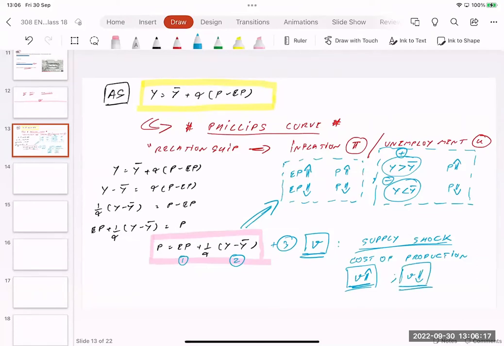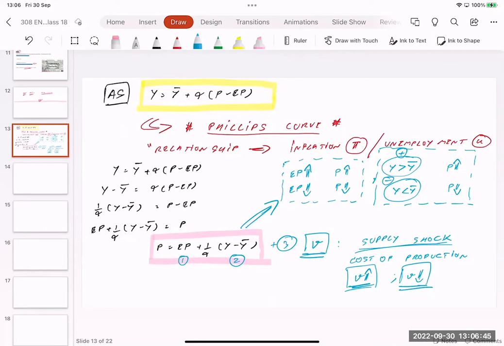This means that maybe we have a new technology, a new robot, and it can decrease the cost of production. If V goes down, it means the cost of production goes down, okay? So V is going to be the third factor in the equation. If V goes up, P is going to go up. The cost of production goes up, the price level goes up.